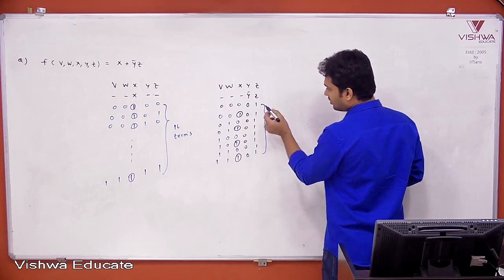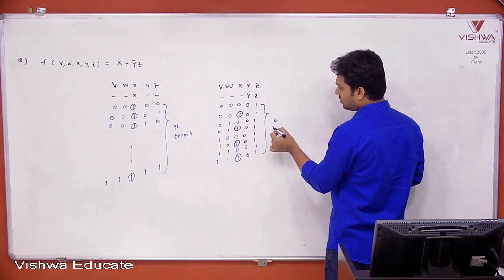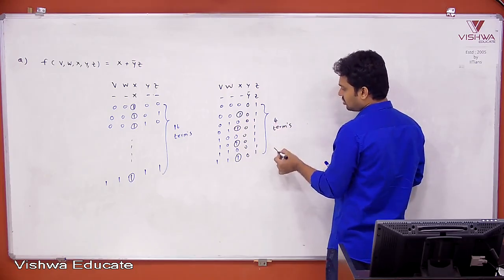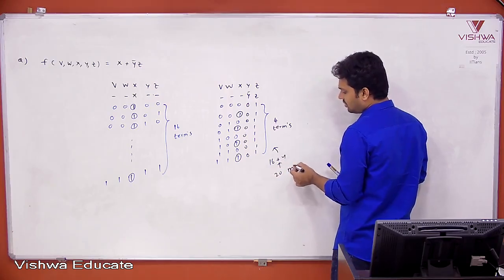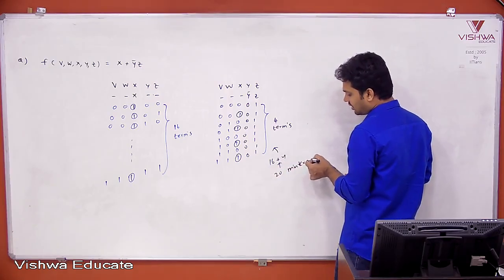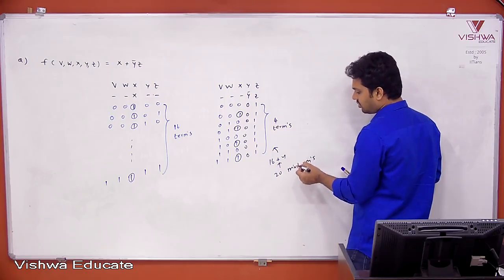So, remaining 1, 2, 3, 4. So, only 4 terms. So, total how many? 16 plus 4. How many you will be getting? 20 minterms. Because if they are repeating, we should not count. So, how many we have in this canonical form? 20 minterms.